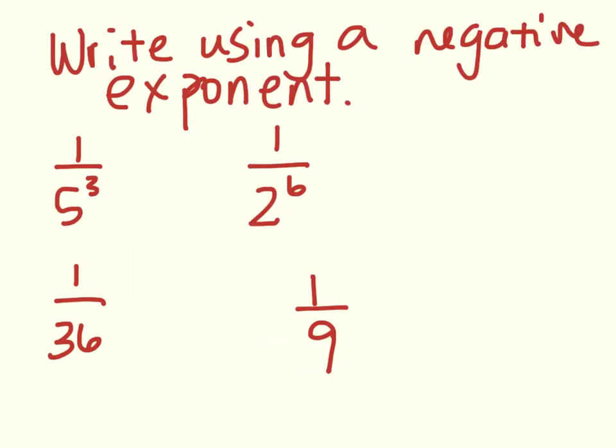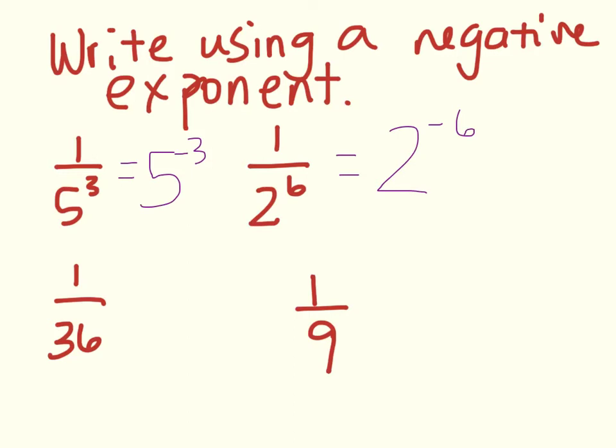Now let's look at what happens if I want to write something with a positive exponent, change it to a negative exponent. We're going to do the same sort of thing. So the reciprocal of 1 over 5 cubed is 5 to the -3rd power. The reciprocal of 1 over 2 to the 6th is 2 to the -6th power.